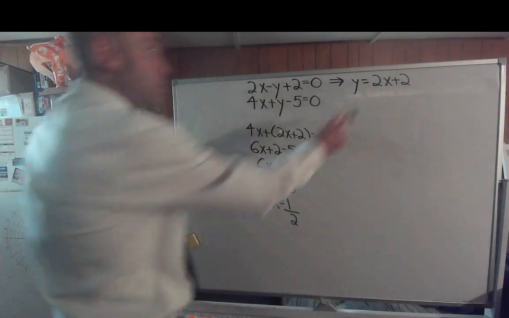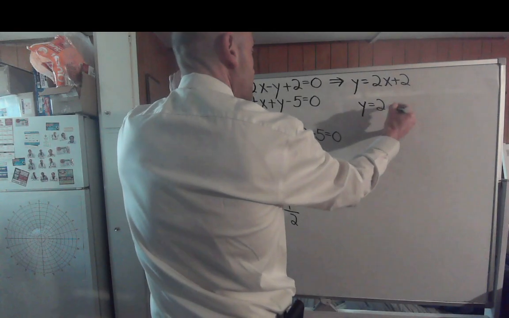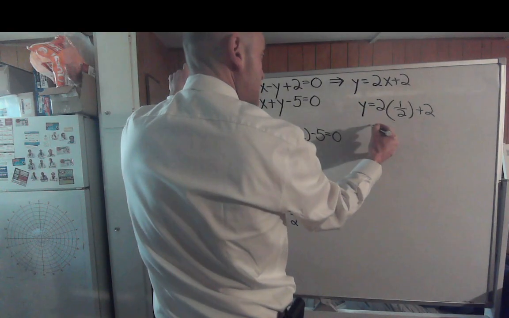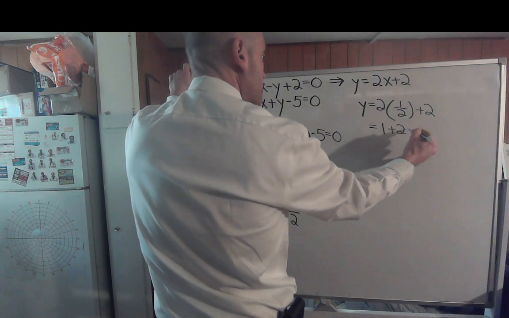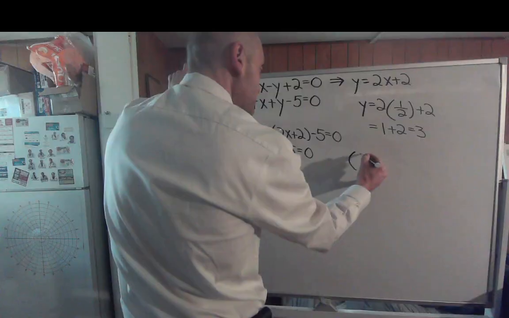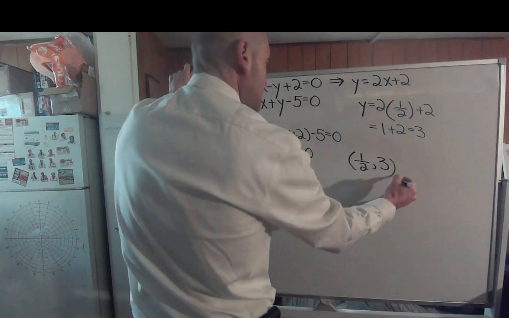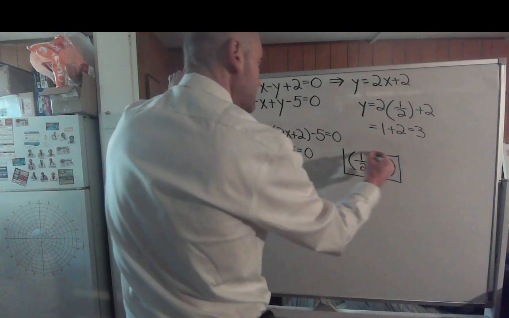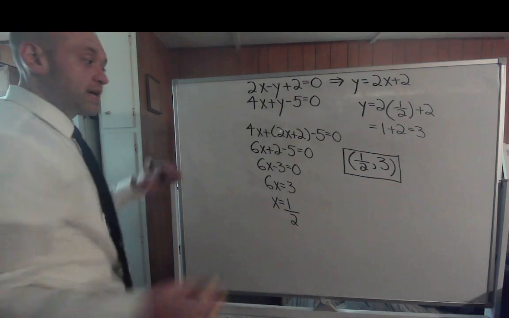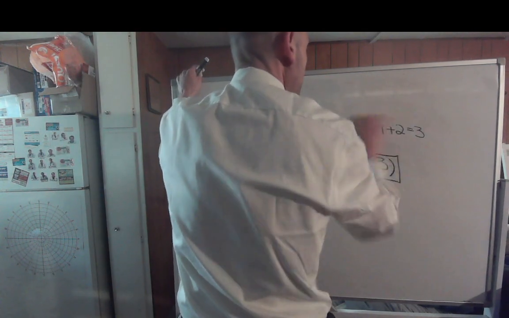Now let's find our y value. So y would equal 2 times that 1/2 plus 2. So that's going to equal 1 plus 2, which is 3. So y equals 3, x is 1/2. So the ordered pair that's the solution to this system, where the two lines intersect, is going to be at the point 1/2, 3. One more easy one, and then we're going to get into some decimals and fractions and stuff like that.